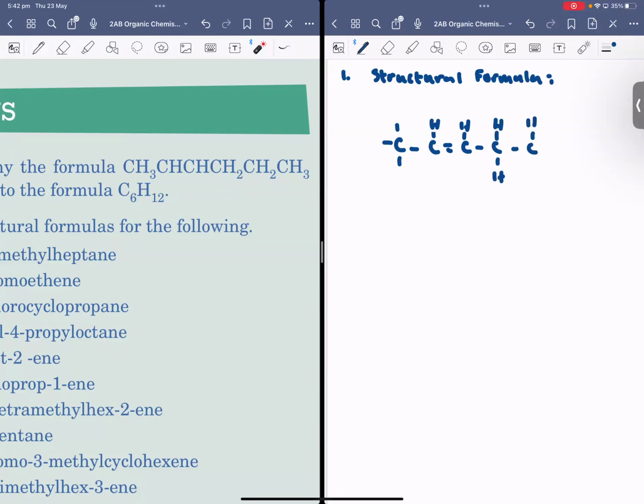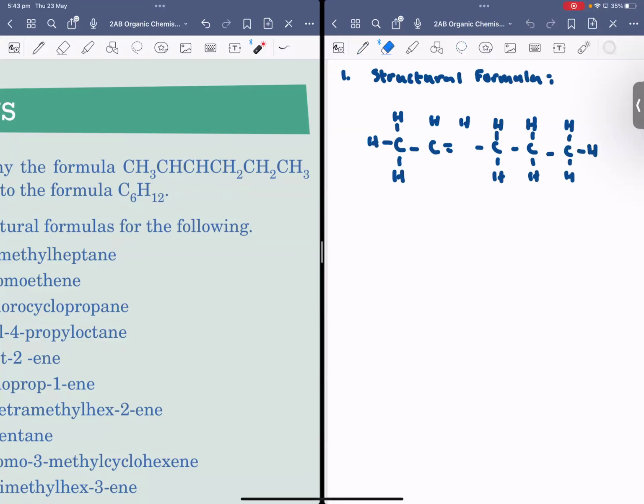Another CH2. And then another CH3. I get a bit lazy and sometimes I don't draw the H's. At Perth Mod, you definitely have to draw all the H's, okay? H. Okay, so you draw this. That's the full structural formula.